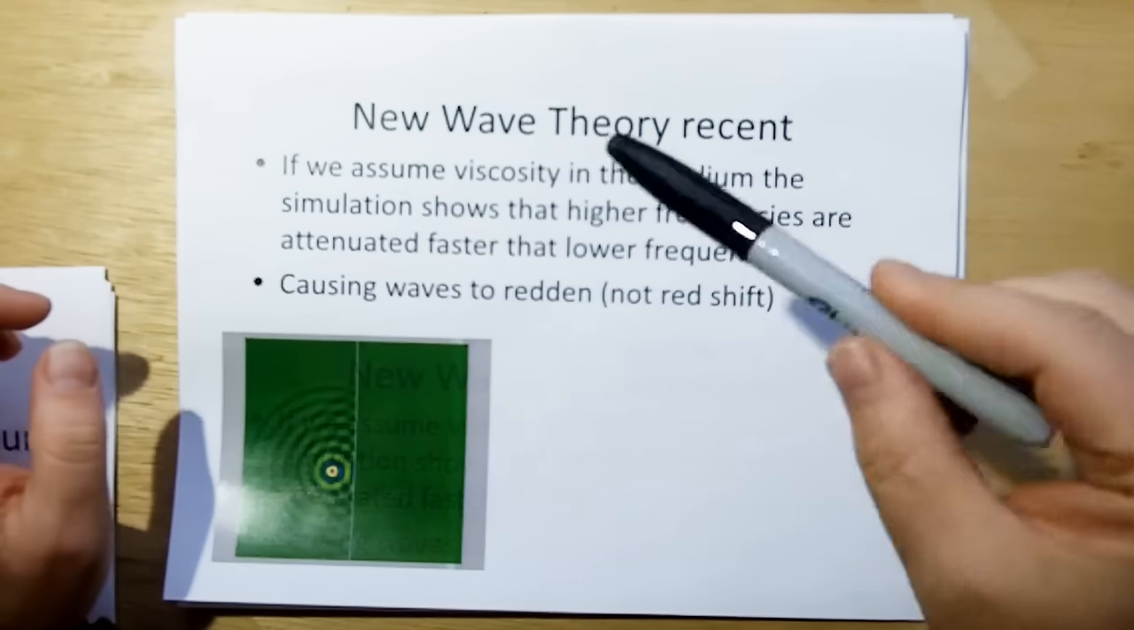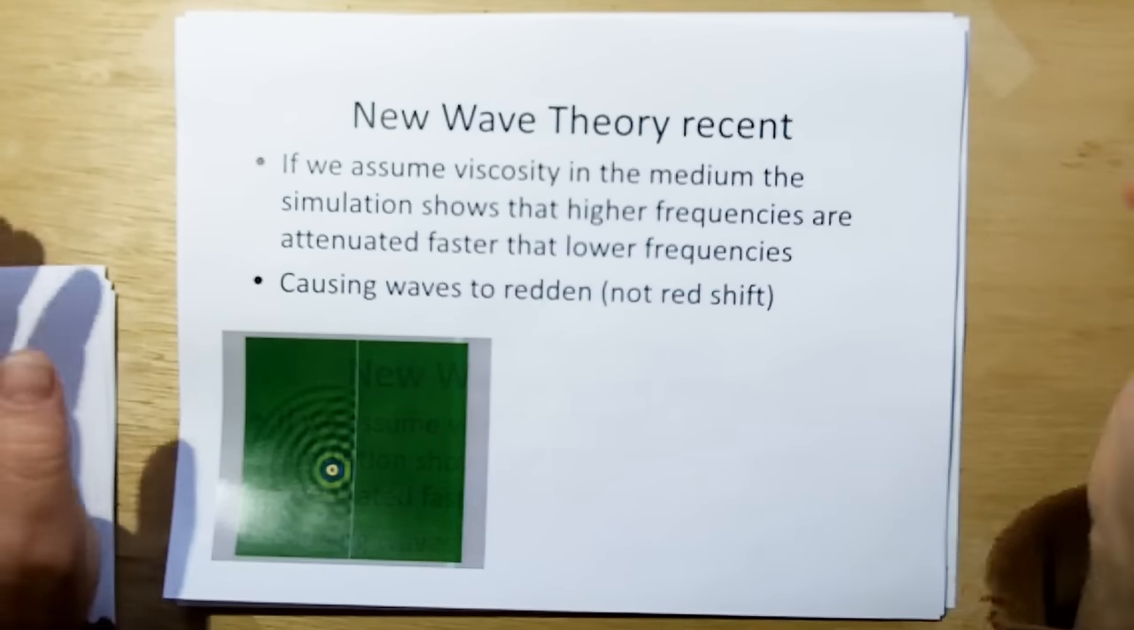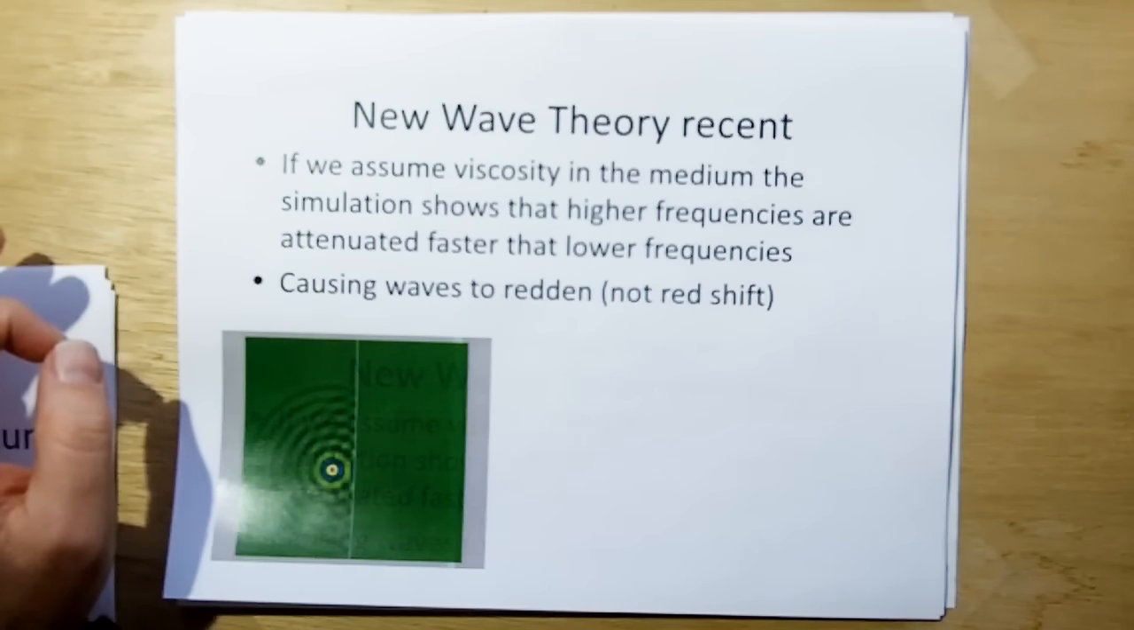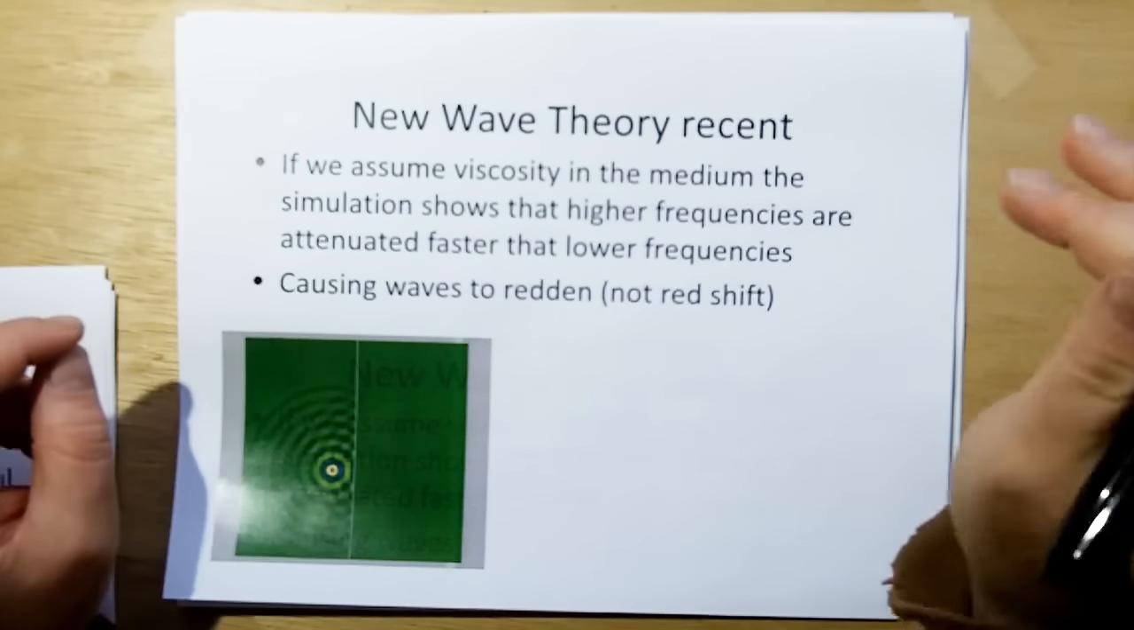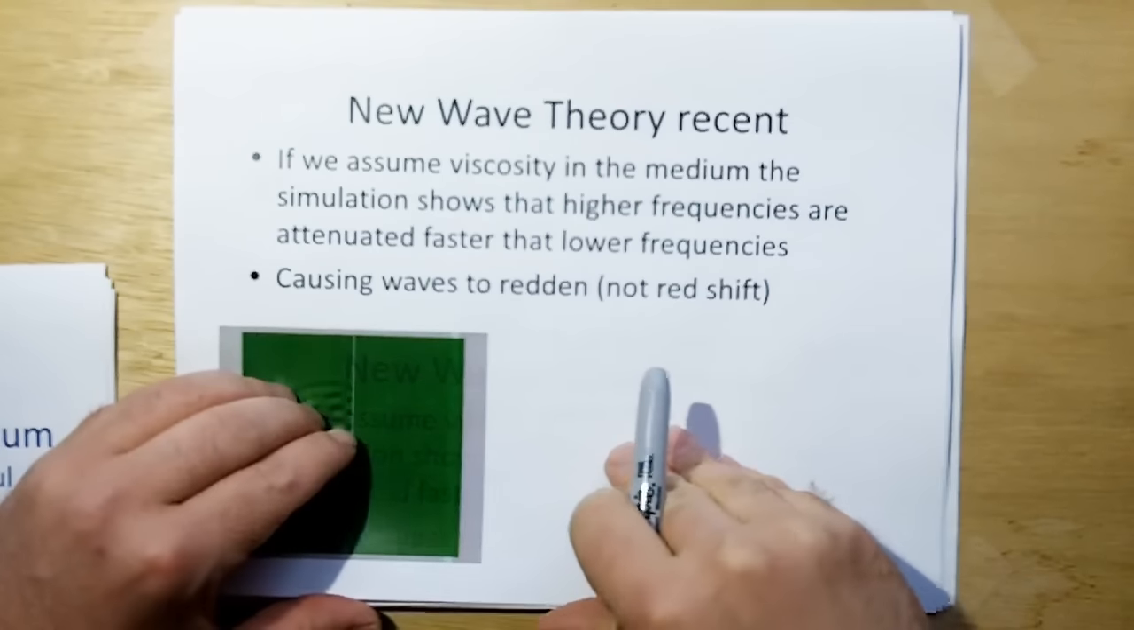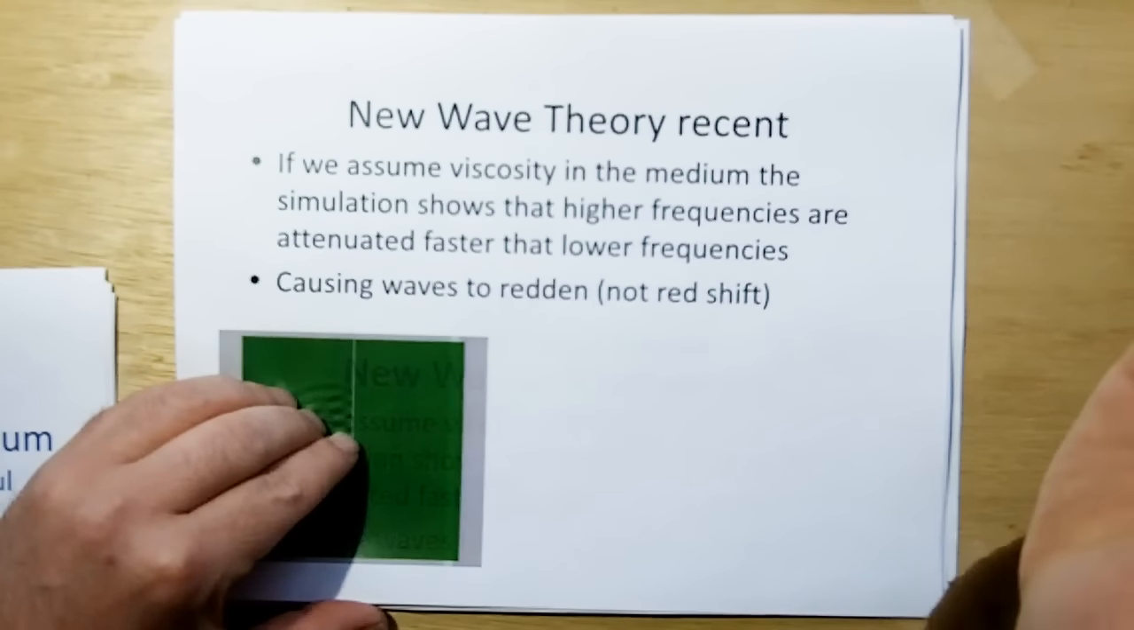And the other thing that was done with the new 3D simulation is to assume viscosity in the medium. And what that has shown in the simulation is that higher frequencies are attenuated faster over distance than lower frequencies. This is causing waves to redden, not redshift, to redden. Just like the setting sun is not redshifted, it's reddened.